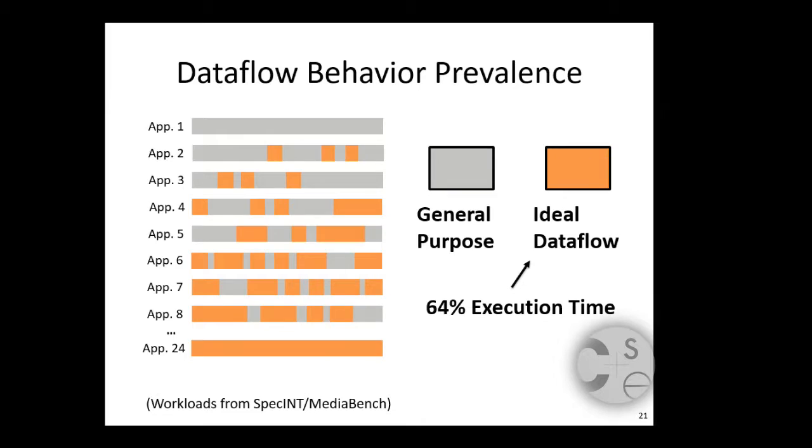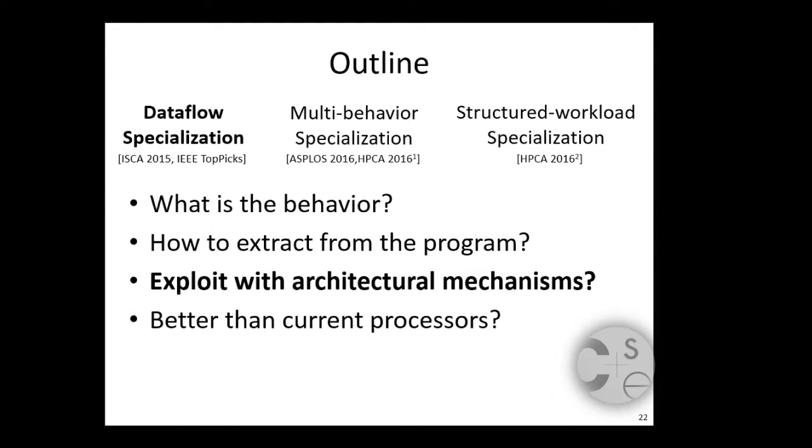But not only that, in many of these program regions, we're getting 2 to 4x speed up. So overall, there's a high potential for actually using data flow specialization. And now the question is just, how do we exploit this with efficient architectural mechanisms? So the way that I'm going to explain this is I'll first explain the system at a high level, and then I'll go into more details of the Dataflow architecture.